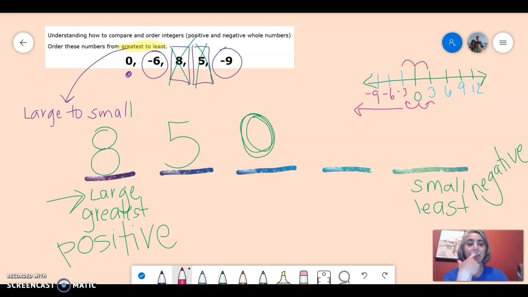So my next larger value, the next biggest value, is going to be this negative 6. So I'm going to put my negative 6 here. And my negative 9 is going to be my smallest value because he is the leftmost number. He is the most negative, and the most negative number is always going to be your smallest number. Okay, so I have officially put these numbers in order from greatest to least.